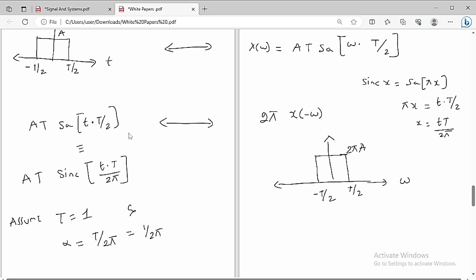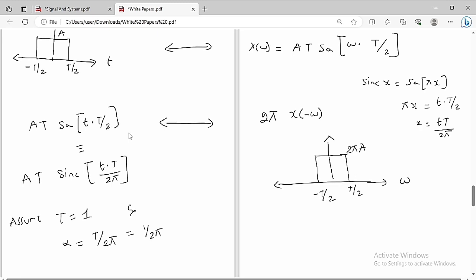Take one minute. For T I am going to assume it is equal to 1, and capital T by 2 pi, I am going to assume its value is equal to alpha. So capital T is equal to 1, right? So 1 by 2 pi you are going to get. And what is 2 pi? I am a little bit confused. So this will remain as it is, right?